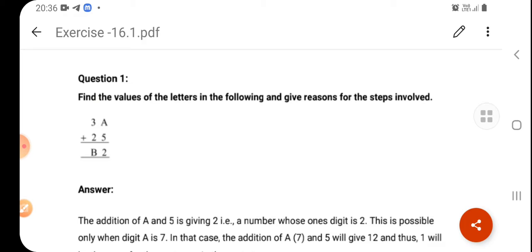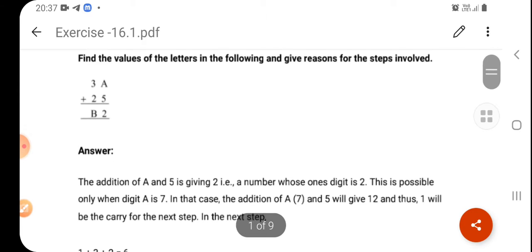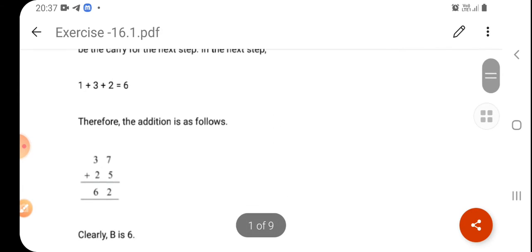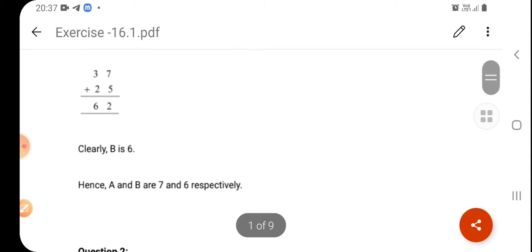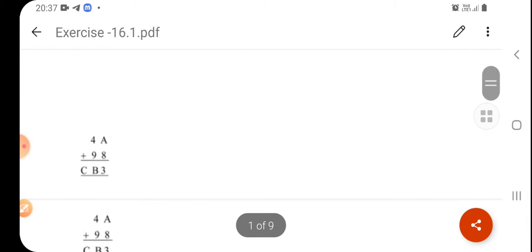3A and 25. So here the addition of A and 5 is giving 2. Okay, in the solution you can see that A and 5 is giving 2. When will it give 2? When we add 7 to the 5, it will give 12 and carry 1. So carry 1 will make 4 and 2, that is B equal to 6 and A equal to 7. So A equal to 7 and B equal to 6 and it is 62. Okay, we have to find the values of A and B in this way.